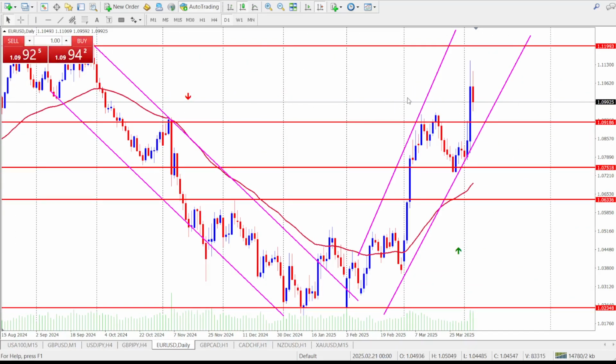So the simplicity of this indicator makes it ideal for all types of traders, and its reliability ensures that you can trade with confidence.